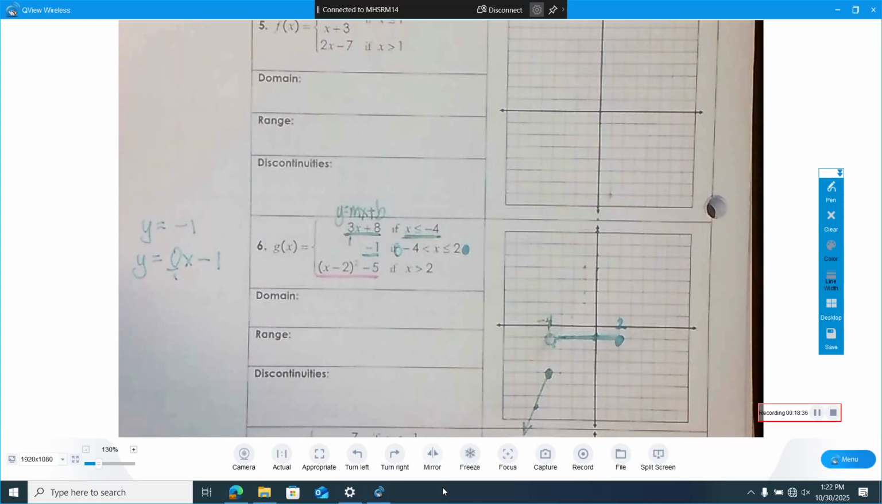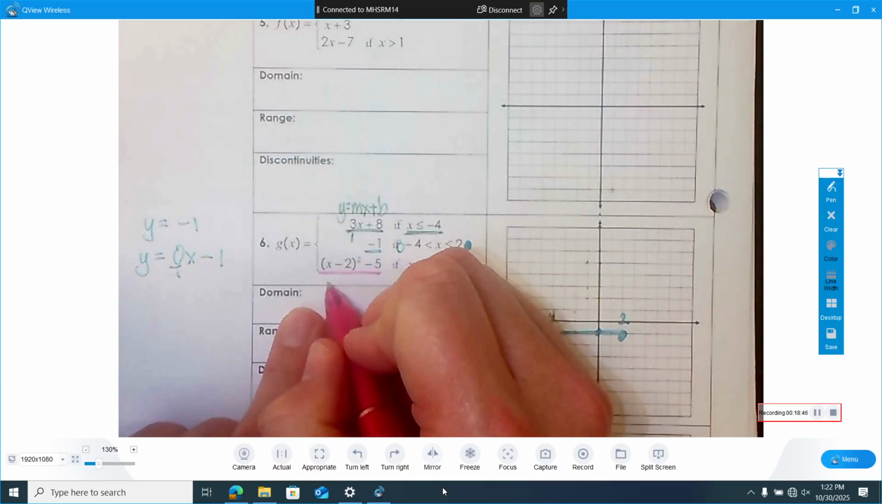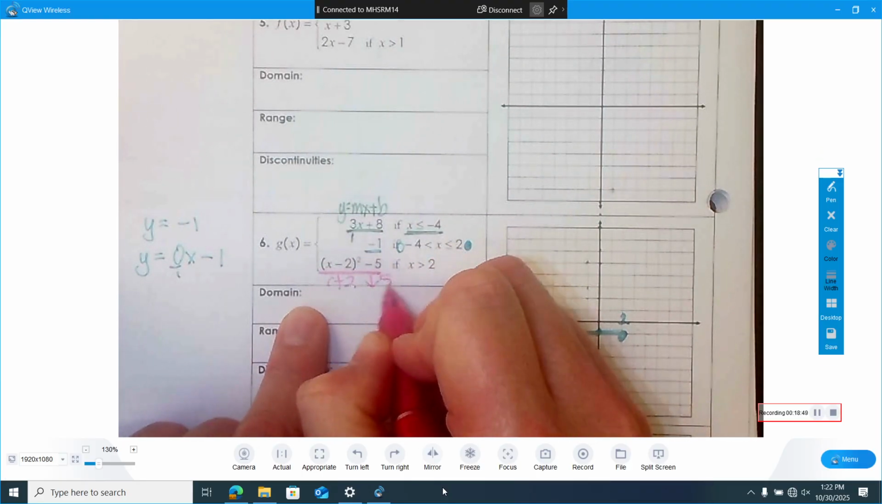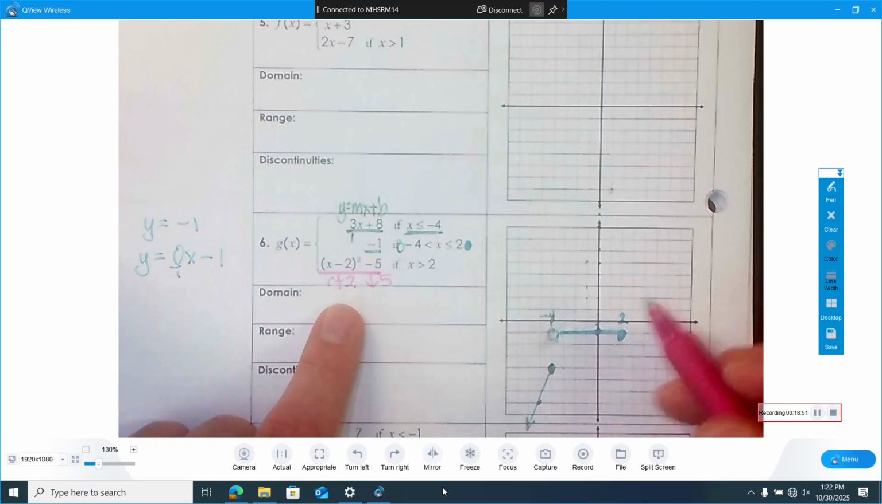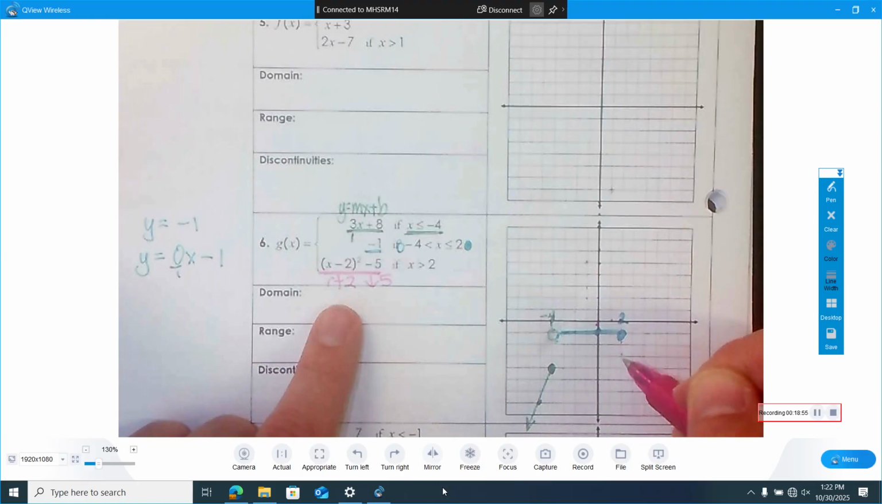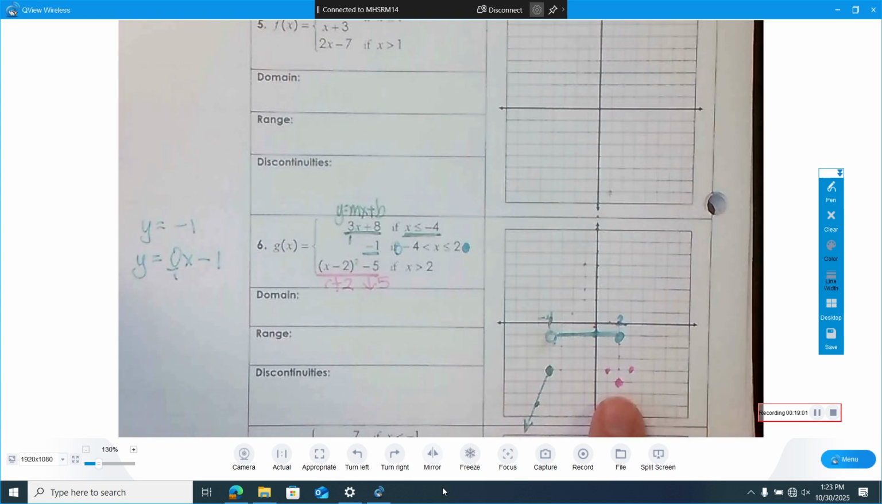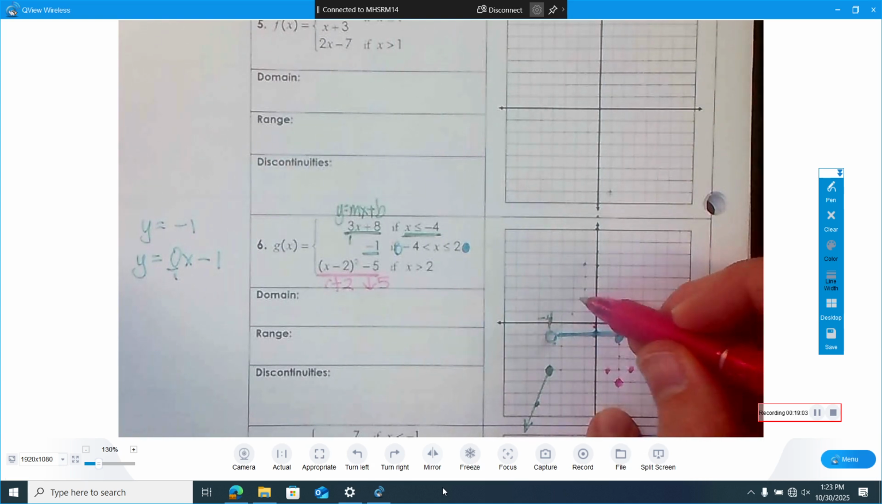Okay, good so far? All right. And then the last one, we have a parabola. How is our parabola being shifted? Right 2, down 5. So I'm going to take my 0, 0, and I'm going to go right 2, down 1, 2, 3, 4, 5. So here I am. That's the vertex of my parabola. I'm going over, up and over on either side.